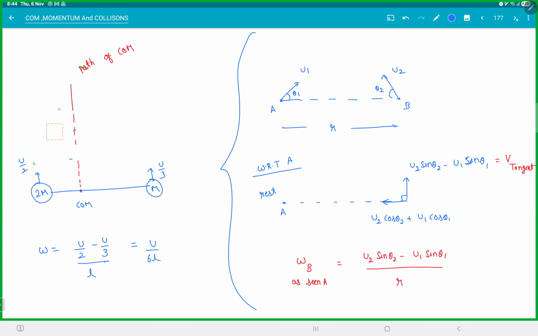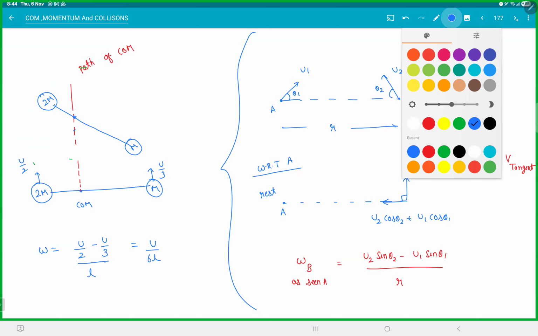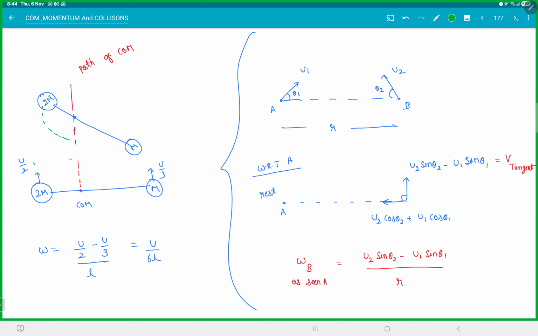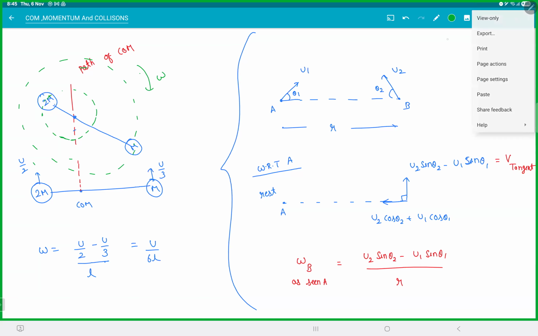So this is how the picture will be. 2m will be higher. M will be somewhere here. So 2m is going in a smaller circle. M is going in a bigger circle. Is the story clear, everyone? So this whole setup is rotating with omega. Then you're done basically.